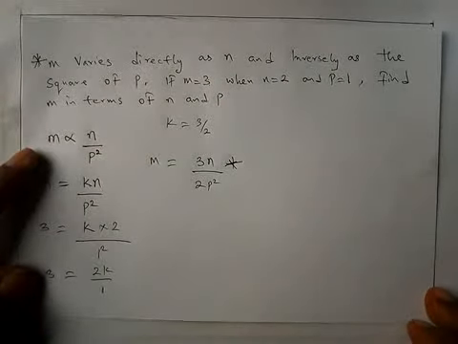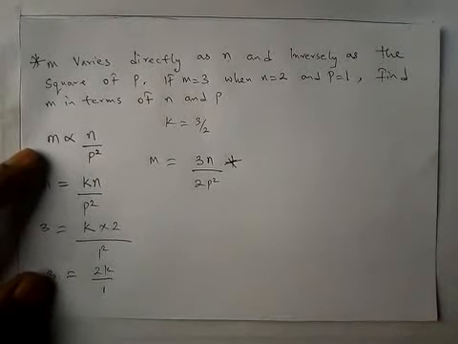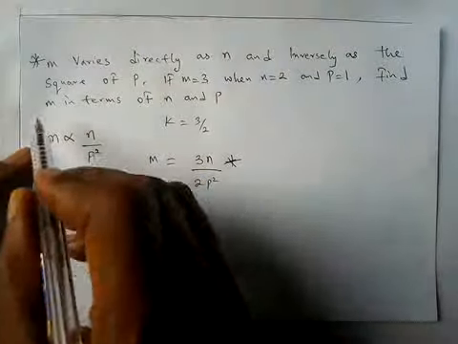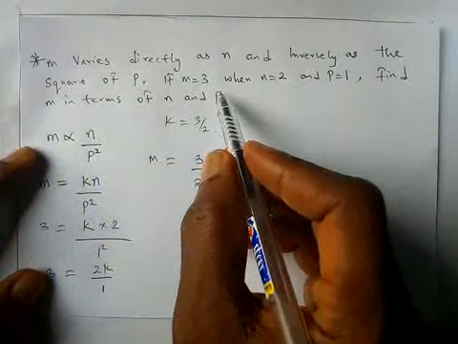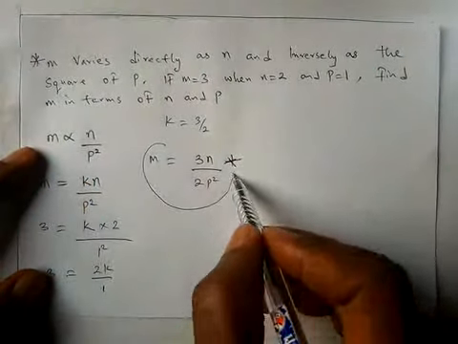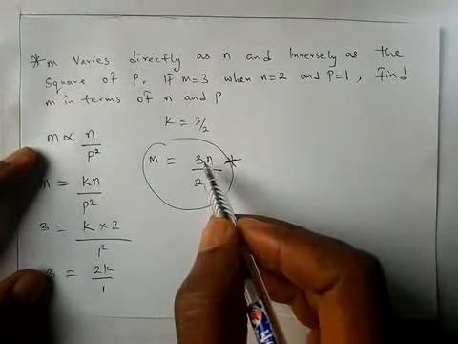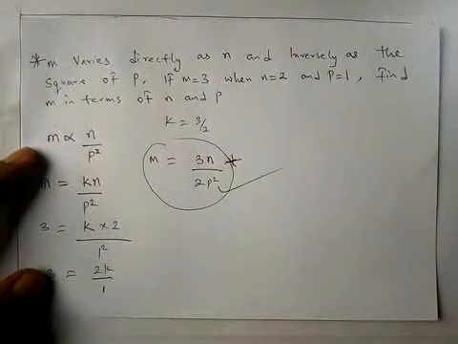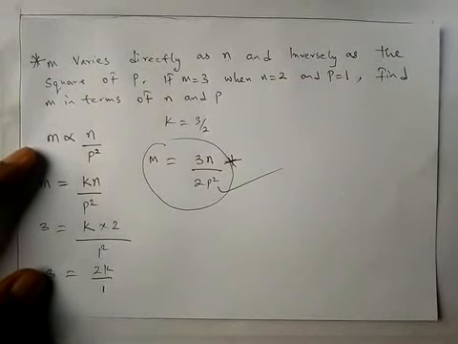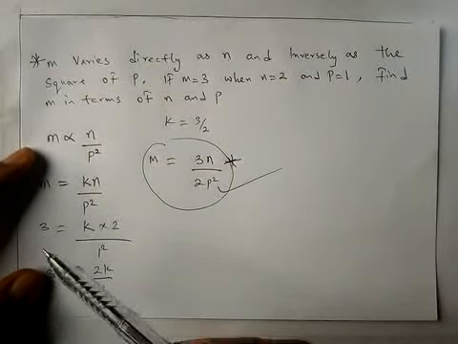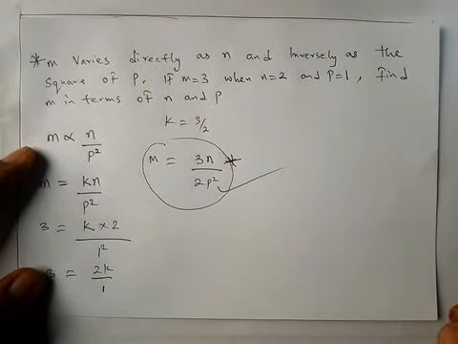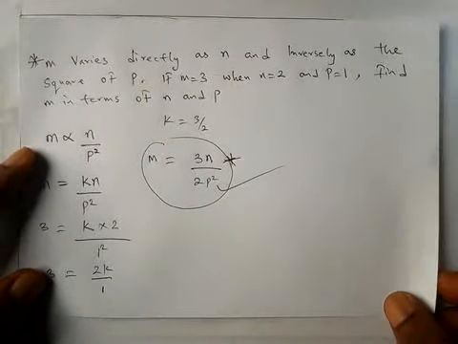Now if this is the relationship, it means that, find m in terms of n and p. I've already found m in terms of n and p. So that is what they want us to get, and that's what we have gotten. So joint variation combines direct and inverse variations at those times, and you solve along.